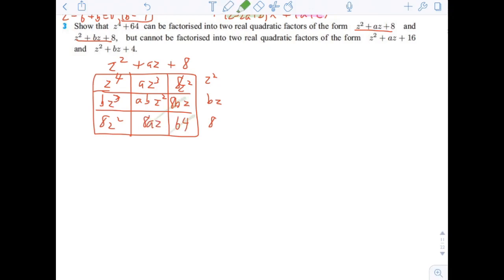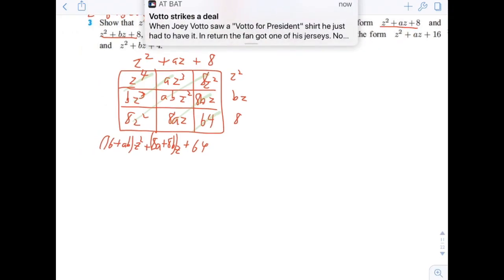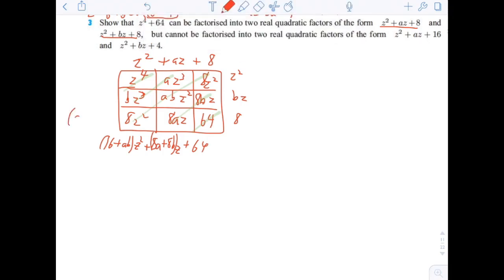And then I'm just going to add the diagonals, right? So this will be 64. This will be 8a plus 8b, z. And this will be 16 plus ab, z squared. And this will be a plus b, z cubed, and then z to the fourth.